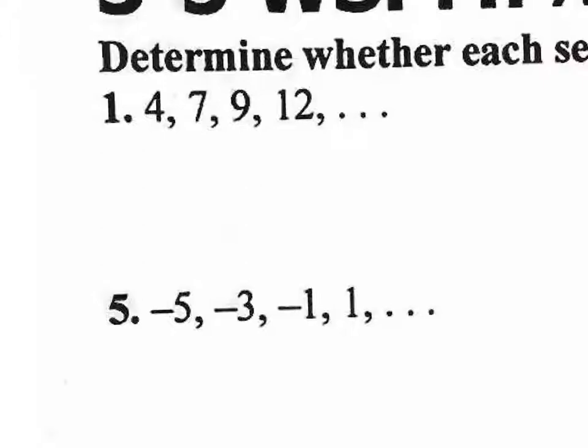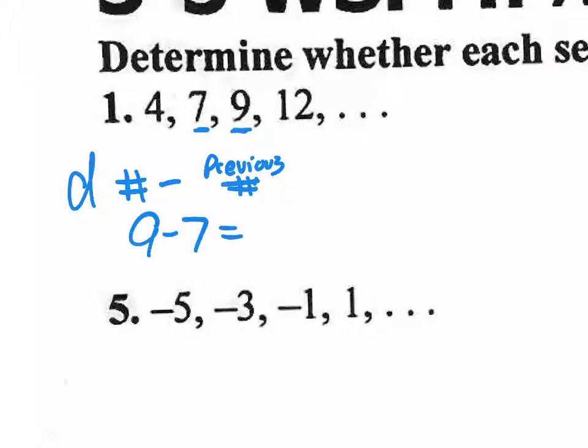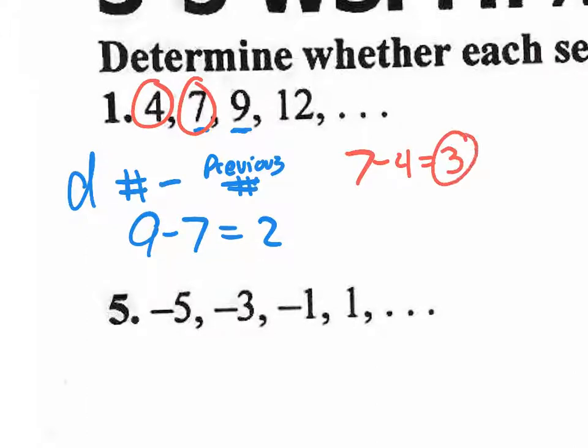Now once again, the way to find your common difference is to take a number and then subtract the previous number. So that's like taking the number 9 and subtracting 7 from it. 9 take away 7 is 2. How about 7 take away 4? I get 3. So 7 take away 4 is 3, and 9 take away 7 is 2. That right there, it's not a common difference. You could just stop right there and say number 1, no. Why not? Because there's no common difference.